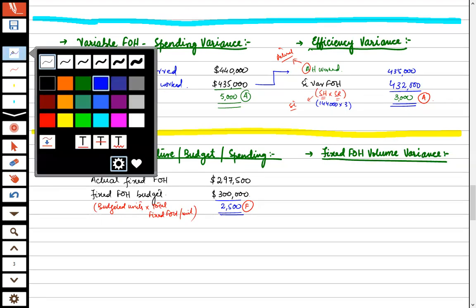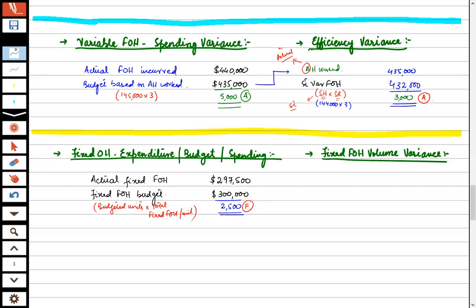How would it be calculated? It would be calculated from the fixed FOH budget. This efficiency variance will come here, that is $300,000. And the next would be standard fixed FOH. Standard fixed FOH, like standard variable FOH, is standard hours into the standard rate of fixed FOH.